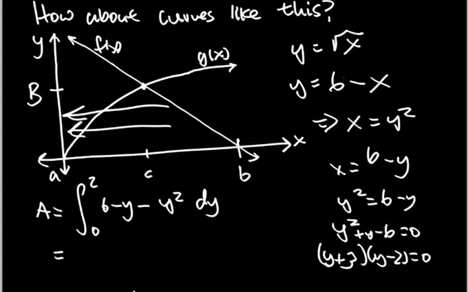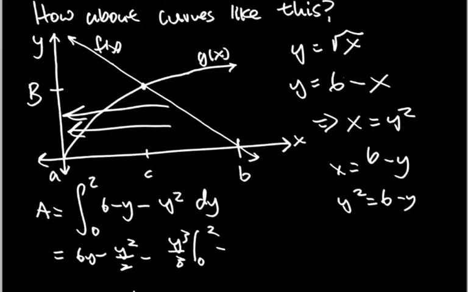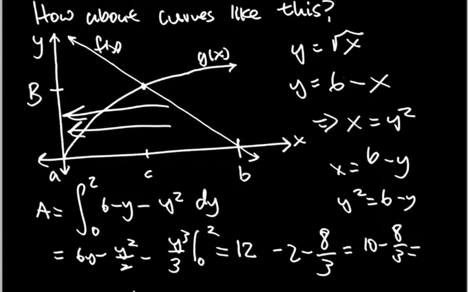So this becomes a fairly easy integral. We get 6y minus y squared over 2 minus y cubed over 3 from 0 to 2. I'm going to erase this work just so that we have space. And then we end up with 6 times 2 is 12 minus 2 times 2 over 2 is just 2 minus 8 over 3, which equals 10 minus 8 thirds, which is 30 minus 8 is 22 over 3. Alright, so that's what we're going to get if we were to do this as a dy integral.